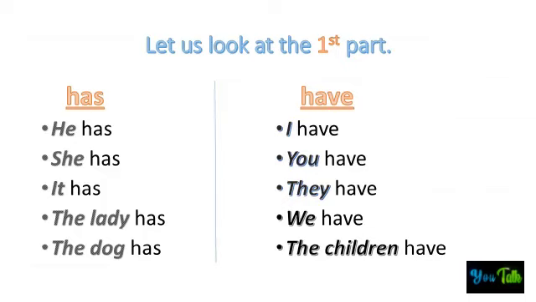Let us look at the first part. Has. He has, she has, it has, the lady has, the dog has. For have, we say I have, you have, they have, we have, the children have.